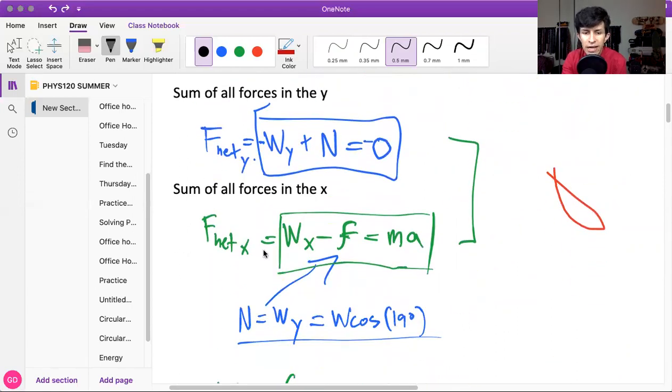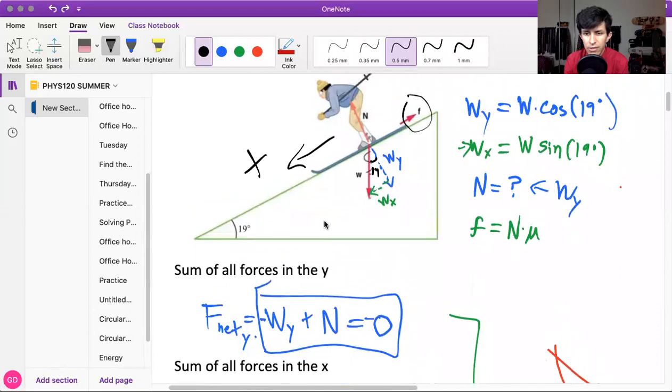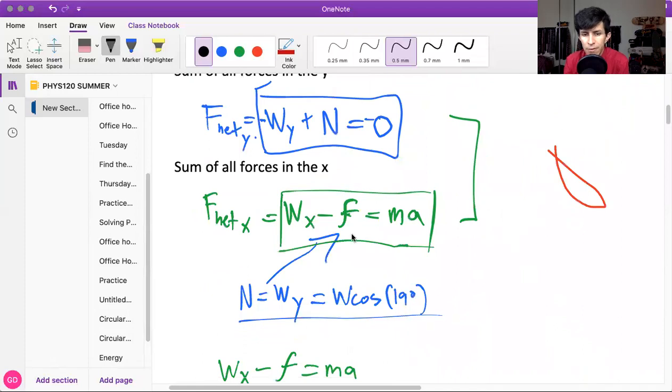If we move on to the X, let's write down the two forces, this one and this one. So I'm just going to underline them, this one and this one. We put them here. Friction is negative. Gravity in the X-axis is positive. That's what's causing the skier to go down. And that is not equal to 0.